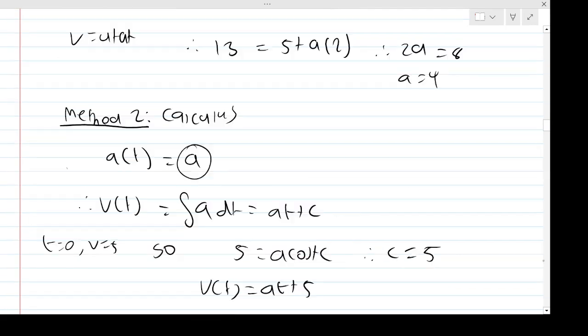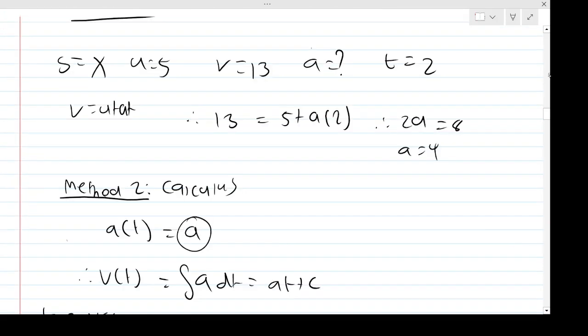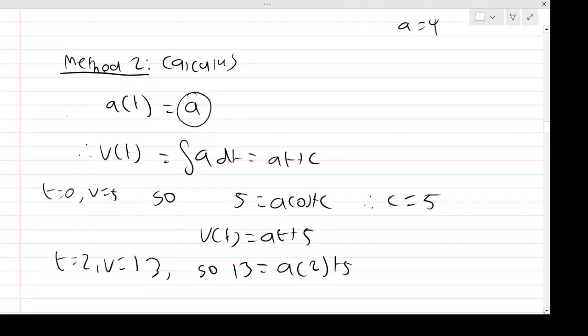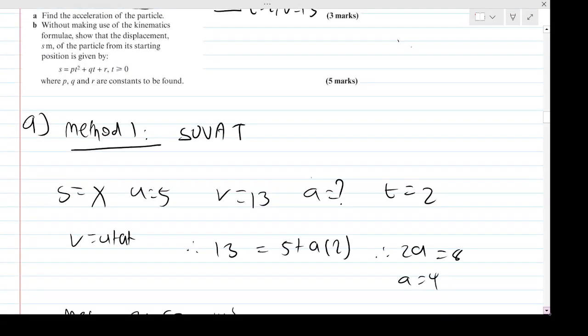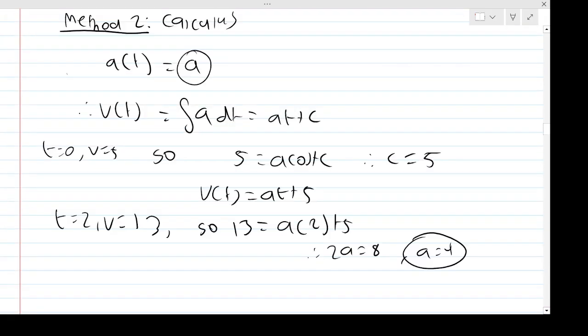So if I use that information and sub that into the velocity function I've got, so t is 2, v is 13. So that means 13 for v is going to equal a lots of 2 plus 5. So therefore we get the equation 2a is 8, and therefore a is 4. So that matches the acceleration we got via the Suvat way. Okay, and so there we are. So 2 different ways you can approach this question.